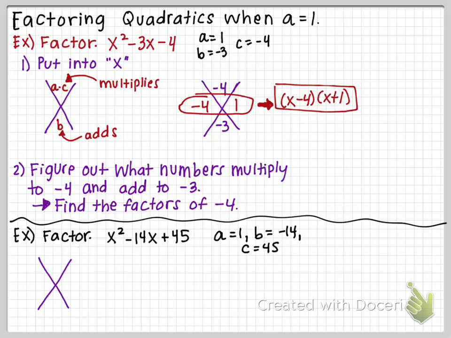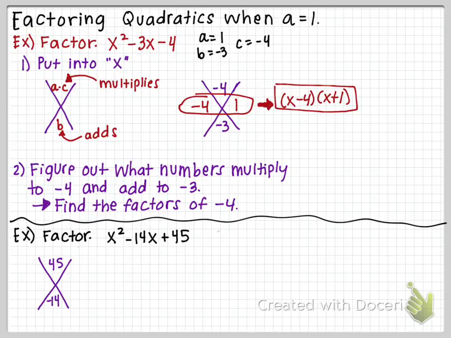Okay? So write that down. A is 1, b is negative 14, and c is 45. Now, 1 times 45. Remember, a times c. Our a is 1, our c is 45. And our b term, our b right here, is negative 14, right? So that piece, negative 14, we're going to put on the bottom right here. 1 times 45 is 45, so I'm going to replace that with 45.